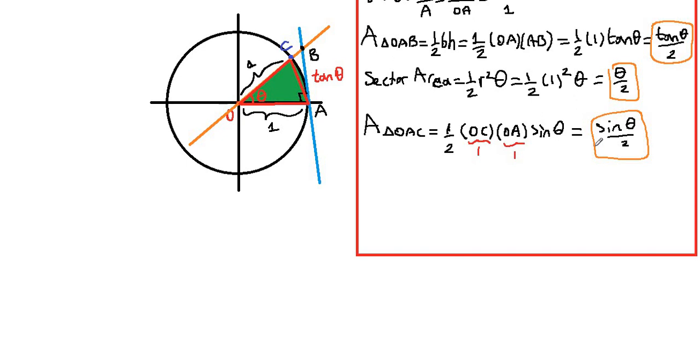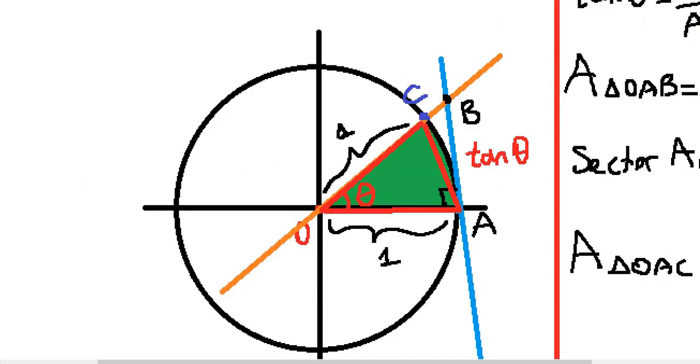Now let's compare these three things. We know that the red triangle is less than the sector area OAC, and it is less than triangle OAB. Geometrically, if you check here, the green sector area is less than this triangle OAB, and the red triangle is less than the sector area, the green area.